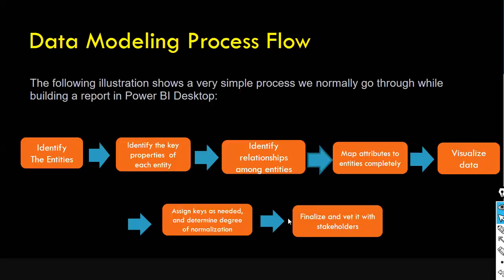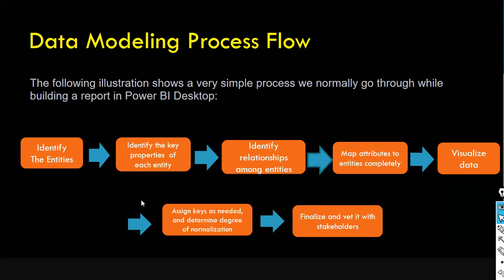So this is a typical data modeling process flow. We can skip that one because it was already discussed. As for the conceptual data model, we identify all the major entities, the tables, and for each table the key properties, the columns or attributes that are required. Then identify the relationships among the entities. The next step is to map attributes to entities completely, then the logical data model, and then you visualize the data.